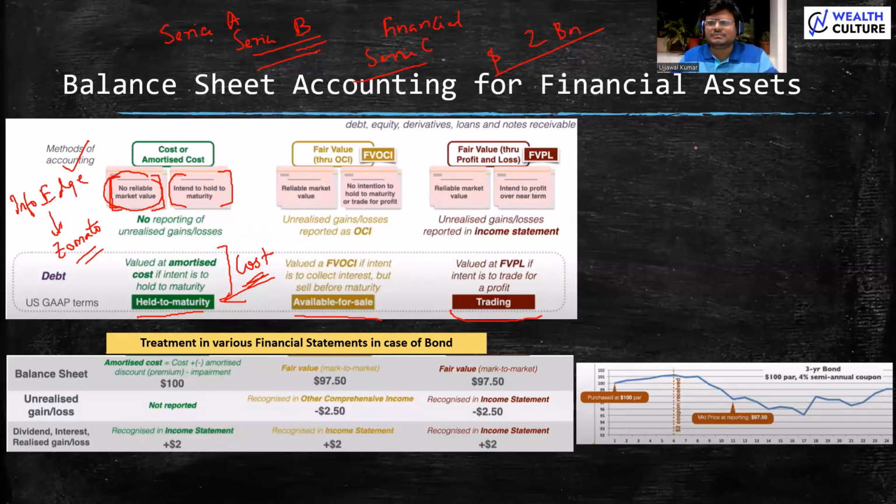For example, land you bought. Land is not a financial asset, it's a tangible asset. But let's say you bought land with no intention to sell, so it is held to maturity and it will show up as cost. That's what happens. Land shows up only as cost. There is no way that we keep changing the value of land in our balance sheet every year. We don't do that. It comes as a cost, whatever cost that we invested. So this is one kind of asset.